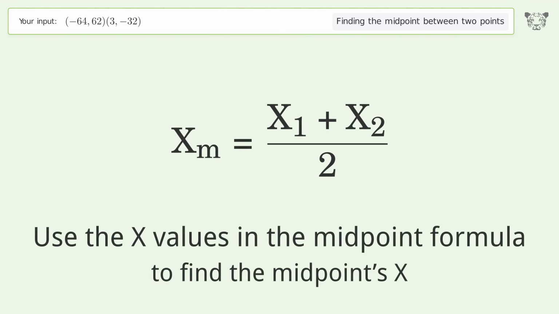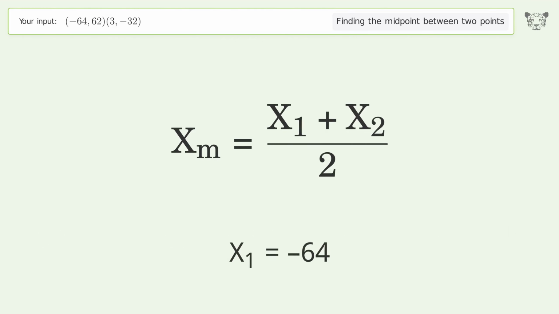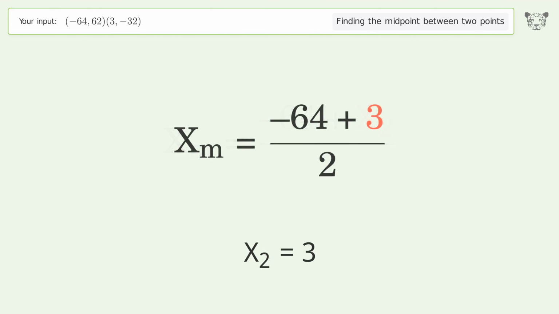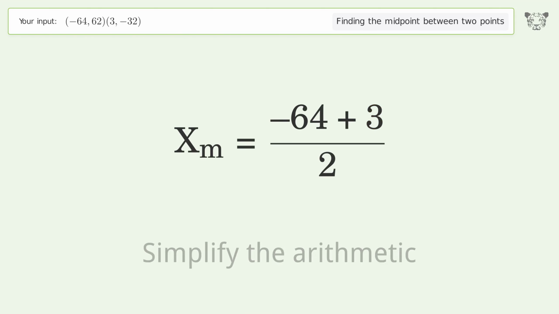Use the x values in the midpoint formula to find the midpoint's x. x1 equals -64. x2 equals 3. Simplify the arithmetic.